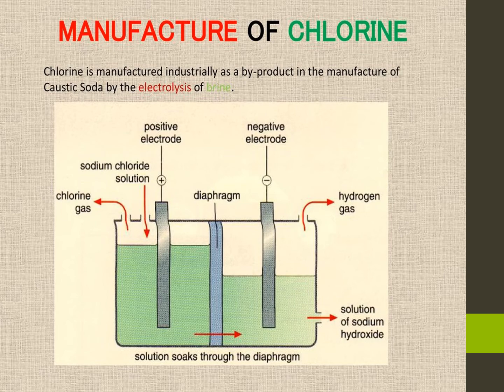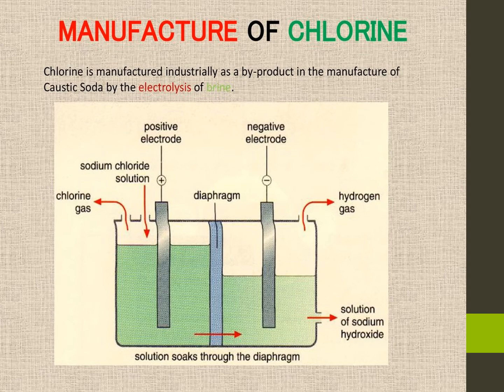Okay, now how is this chlorine prepared? It is prepared by the action of concentrated sulfuric acid on sodium chloride plus manganese dioxide. That reaction takes place and then we will get chlorine as a gas. Okay, do you understand? So this chlorine is manufactured by the electrolysis process. See the picture, this is an electrolysis process, electrolysis of brine.